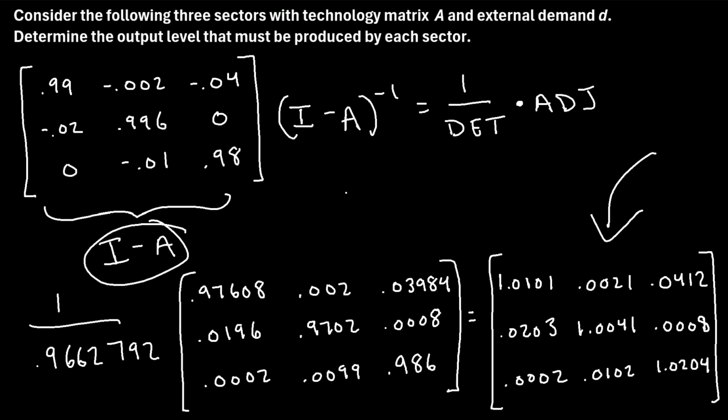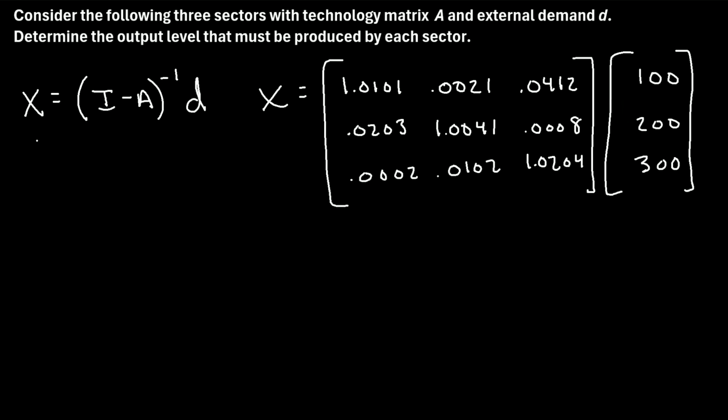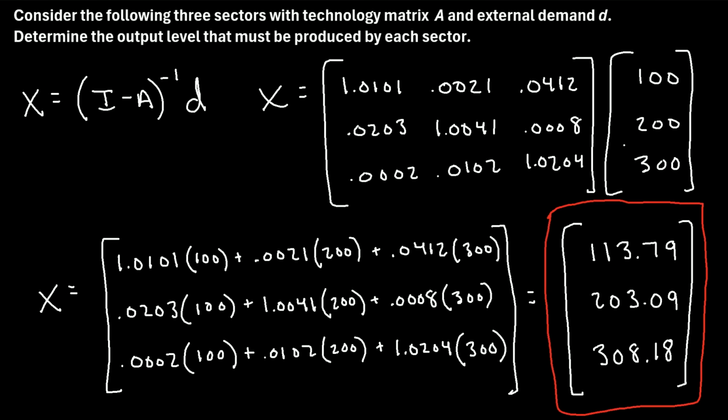So remember, the very last step is we're going to take this inverse and we're going to multiply it by the demand matrix from earlier. So I'll go ahead and write that down. We said that X, this matrix that tells us the output level for each sector, is going to be equal to this inverse matrix multiplied by this D demand matrix. So we see that X is equal to this inverse matrix that we found, multiplied by the demand matrix that we were given at the beginning of this problem. When we multiply these two matrices together, here's what we get. So this is our final answer.